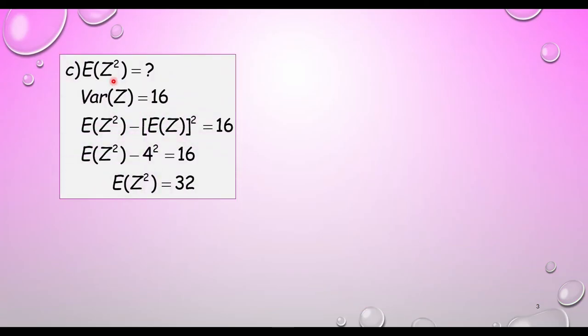What about C? Expected value for Z squared. We know from the information given, variance Z equals 16. Variance can be written as expected value for Z squared minus expected value for Z, squared. So we can set it equal to 16 here. So to get expected value for Z squared, you need to bring 4 squared here. So we get expected value for Z squared equals 32.